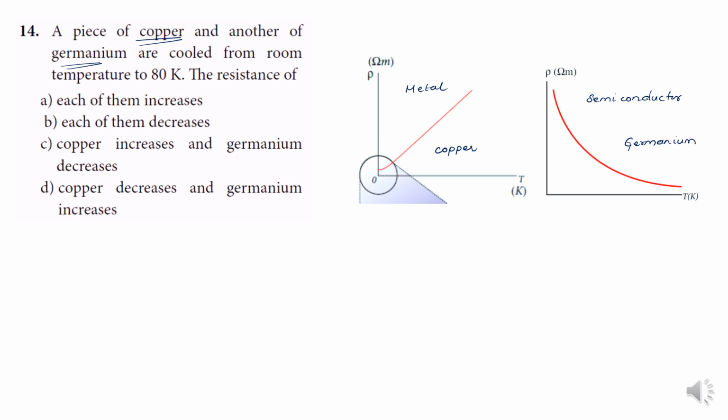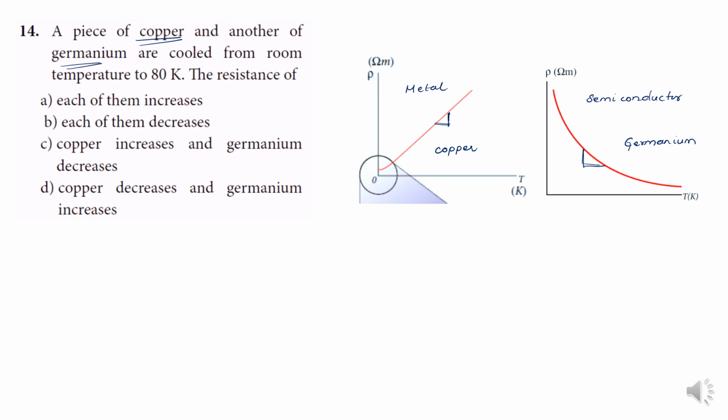For copper, alpha is positive, that means the slope is positive. For semiconductor, the slope is negative. What does that mean? For copper, the slope is positive, which means if the temperature increases, resistivity increases, and if the temperature decreases, resistivity decreases. But for semiconductors, the slope is negative. If temperature increases, resistivity goes down. That is an inverse relationship, so if you decrease the temperature, resistivity goes up. So the behavior of both is exactly the opposite.